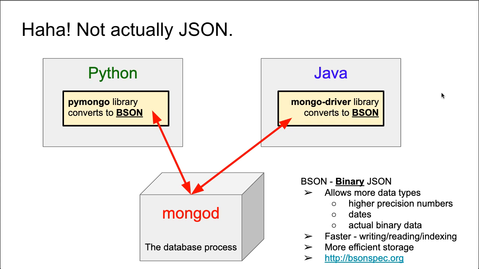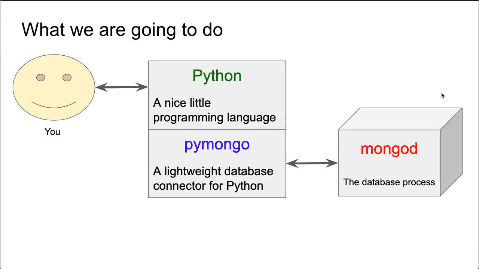Again, we're not going to get into BSON and how it works and everything, but if you want more information, there's a link. But you should know that the data going back and forth is in binary format. It's not in text format.